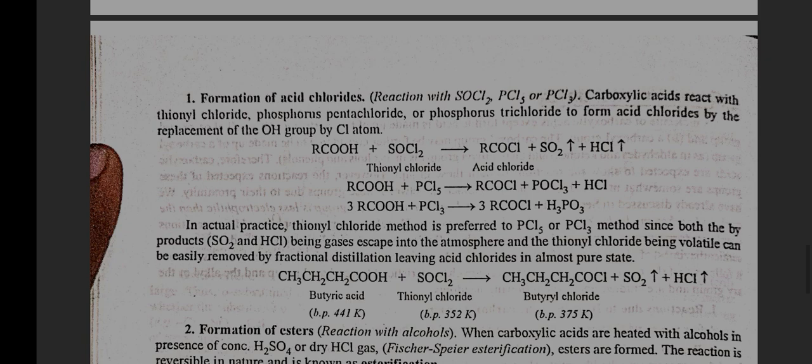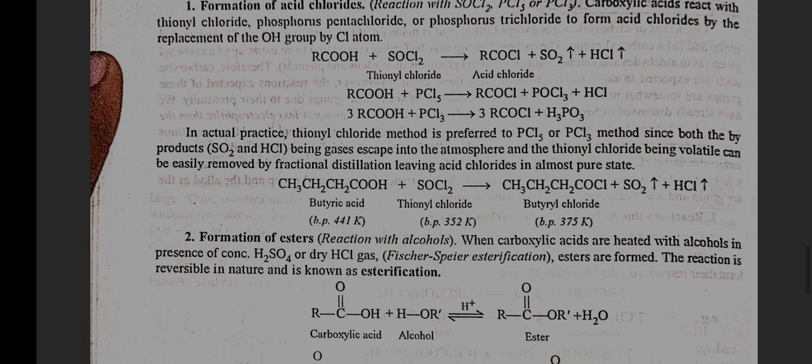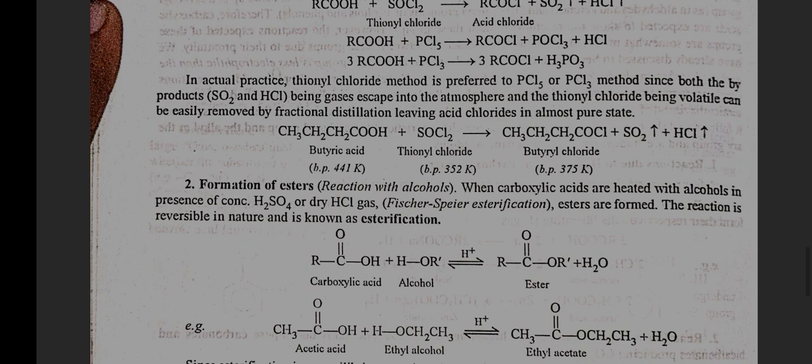Carboxylic acids react with thionyl chloride, phosphorus pentachloride and phosphorus trichloride to form acid chlorides by the replacement of the OH group by the chlorine atom. In actual practice, thionyl chloride method is preferred to PCl5 or PCl3 method, since both the byproducts being gases escape into the atmosphere and the thionyl chloride being volatile can be easily removed by fractional distillation, leaving acid chloride in almost pure state.